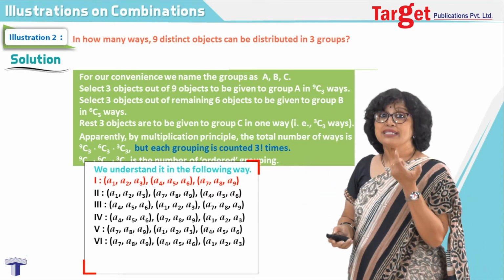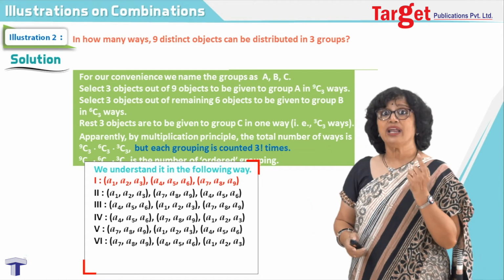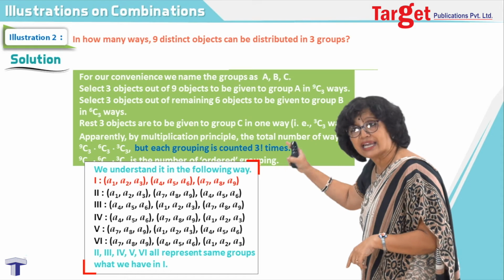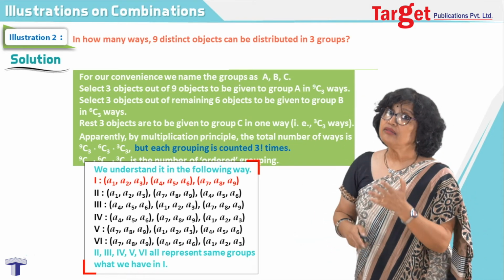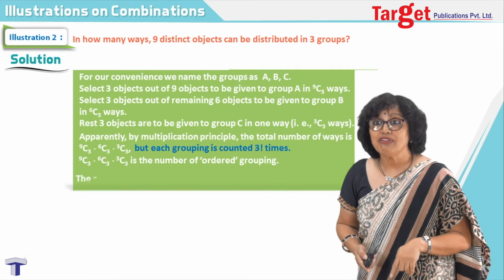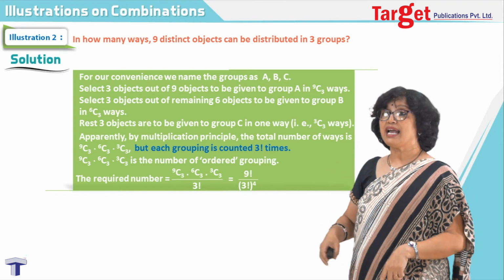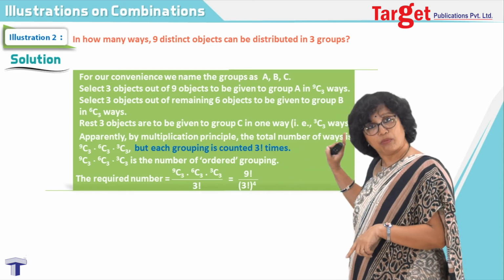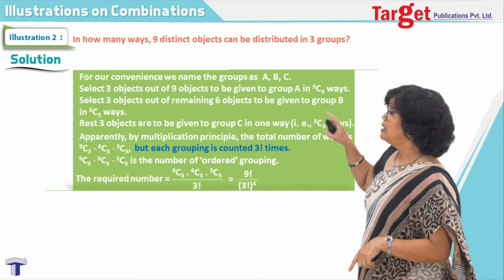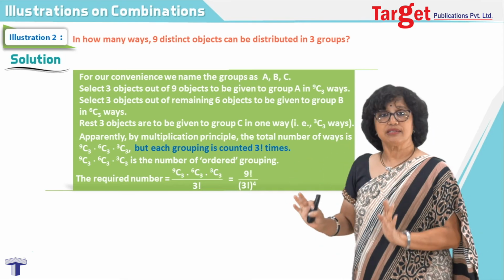Something like this. So what is happening? Actually, you were just supposed to give in 3 groups. No ordering was required. That means every time you are taking those orderings as a separate or different one, which is not required. So we will have to reconstruct our solution, and we should write our final answer as 9C3 into 6C3 into 3C3 upon 3 factorial because of repetitions. The answer should finally be 9 factorial upon (3 factorial) raised to 4. This after simplification, I am saying.